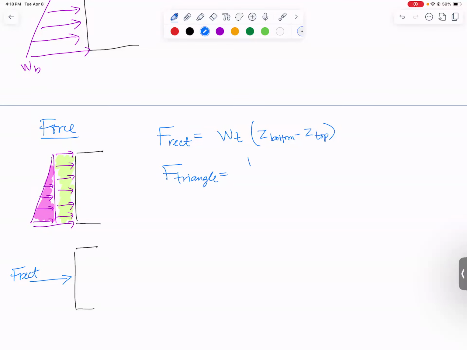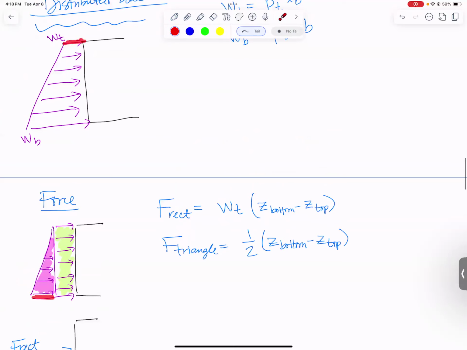Let's do the force in the triangle next. Well, it's a triangle, so you're going to have 1/2. And one of the sides of the triangle is the same height that I just had, the Z bottom minus Z top. And the other side of the triangle is this one right here. Well, I don't know how big that is, but I knew that this height up here was WT, this was WB. I just need to subtract them to get the height of the bottom of the triangle. So what I need here is WB minus WT. And I'm just doing this all symbolically for now.